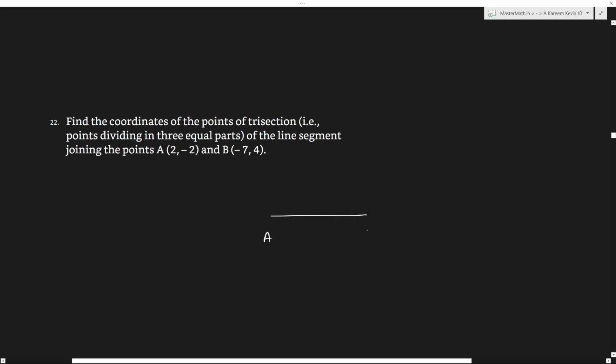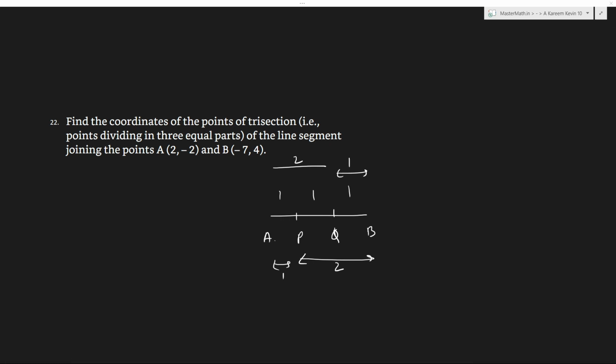So A, B, P. What is the meaning of trisection? 3 parts. This is 1:1:1. So PB would be 2, AP would be 1. And if you want to find QB, this would be 1, AQ would be 2. Or you could try the midpoint of P. So give it a try.